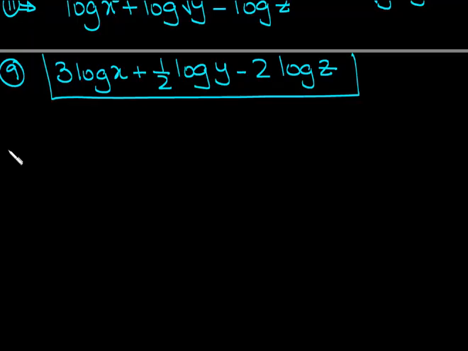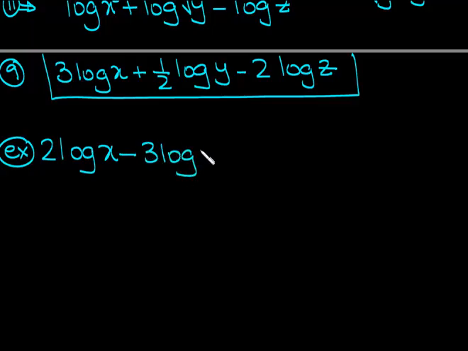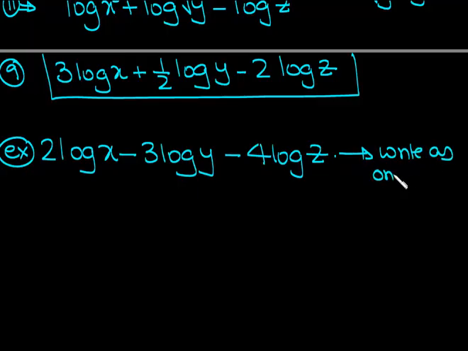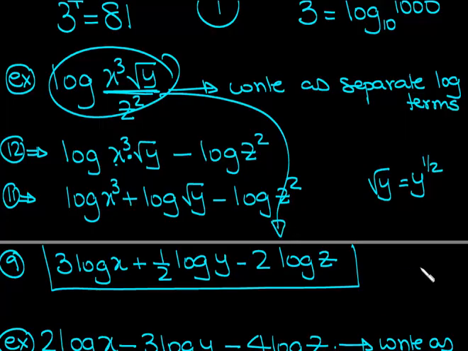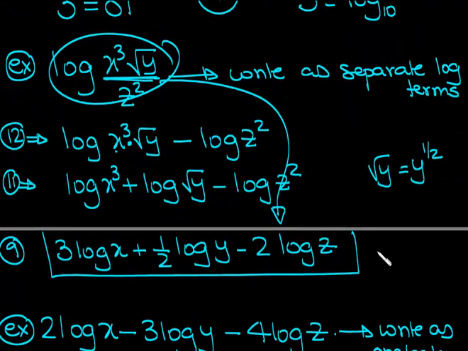All right, here's another variation of that example. Let's say they give us separate log terms. They give us 2 log of x minus 3 log of y minus 4 log of z. And now they want you to write it as one log term. So we are doing exactly the opposite of the previous problem. In the previous problem, they gave us one log term and they wanted us to write it as separate log terms. So we just basically do the opposite steps here.